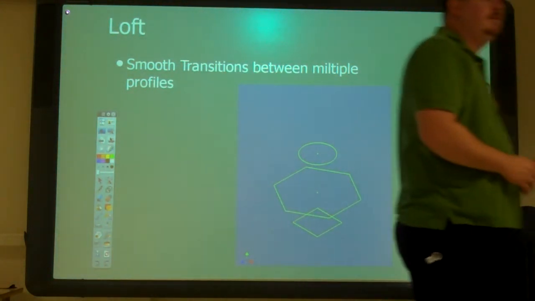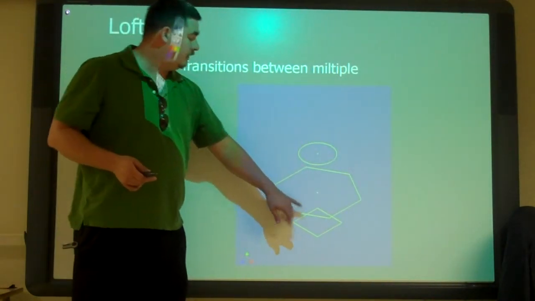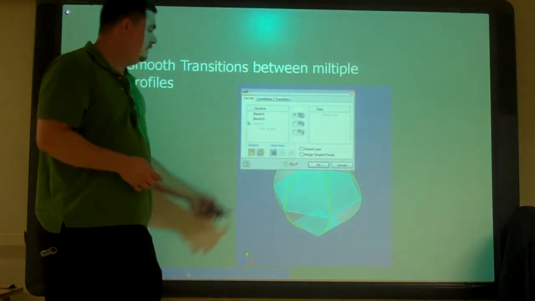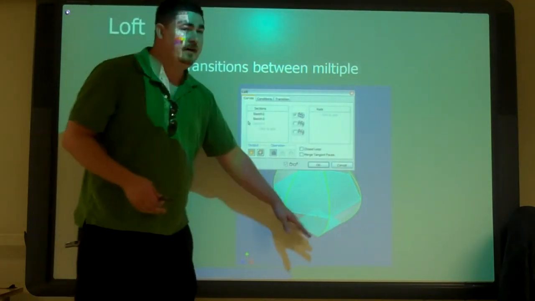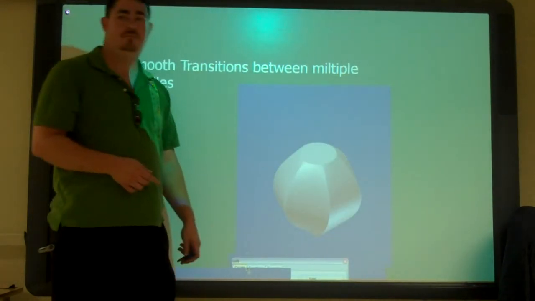So now loft, like I said, is a transition. Here I have a square, a hexagon, and a circle. By doing loft and picking those profiles, it's going to make one consistent shape between them.